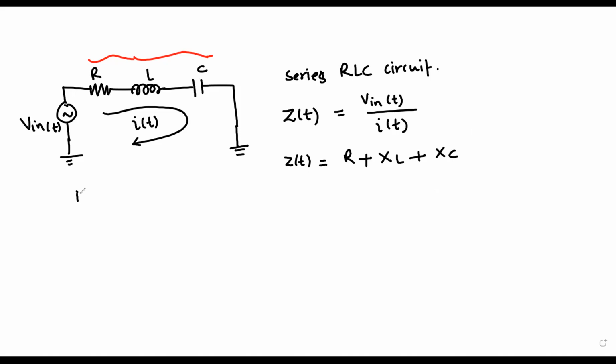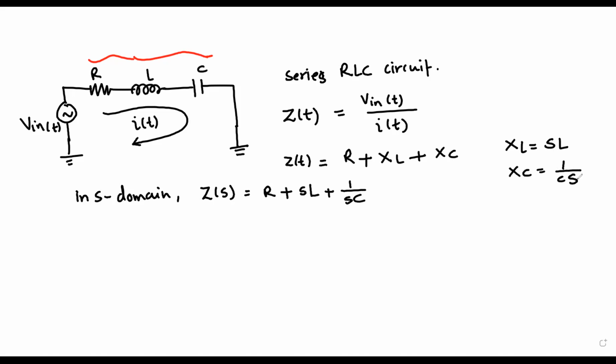And in the S domain, what we write is Z of S, that would be R plus XL, written as S times L, plus XC, written as 1 over S times C. Okay, so this is how we can write it, where we see that XL is S times L and XC is 1 over C times S. So those are the impedances for the inductor and the capacitor respectively.